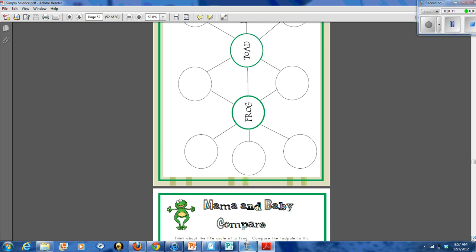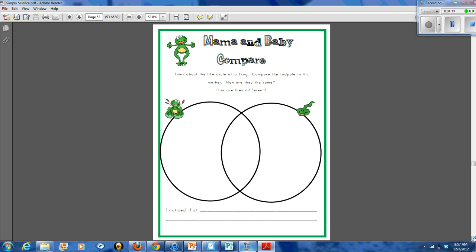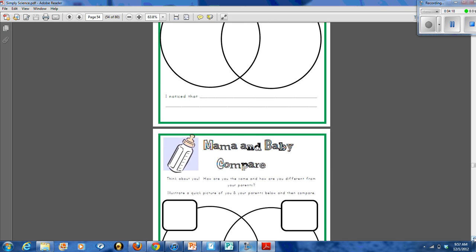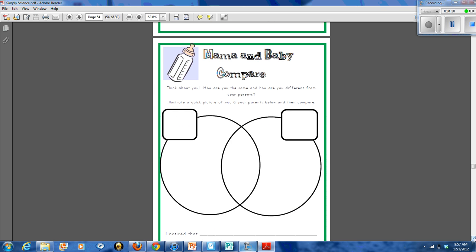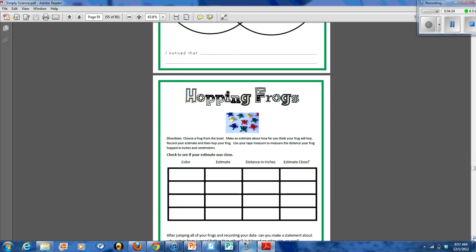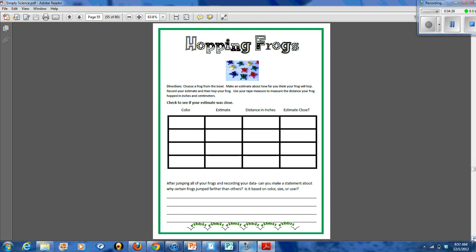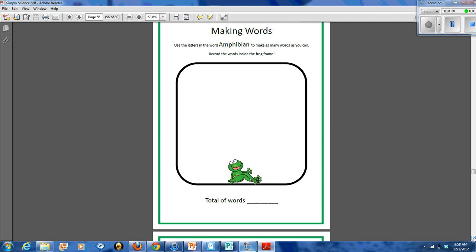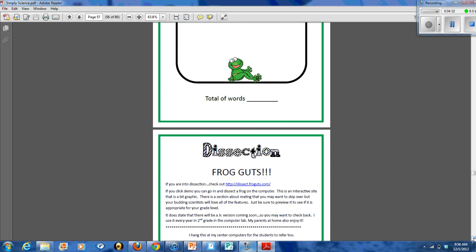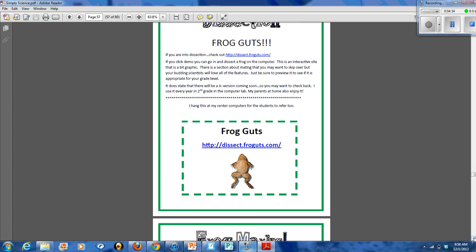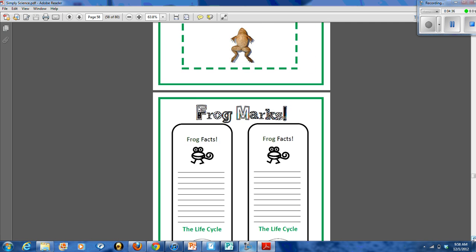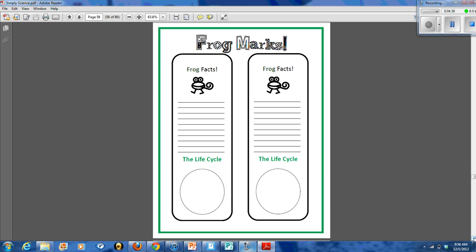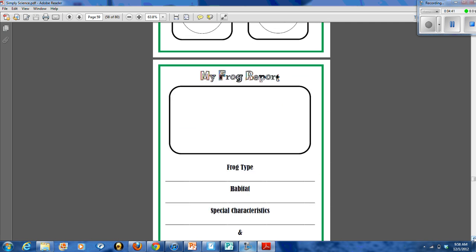Double bubble map. This is where we're going to bring the genetics in, comparing the mother frog and the baby frog or the tad. And then they will compare themselves to what they look like as a baby. There's a math activity where you're going to be using the hopping frogs to measure the distance. There's also making words for the word amphibians. There's a section talking your students through frogguts.com. They will make frog bookmarks explaining the life cycle.